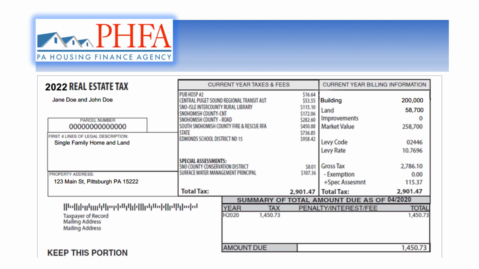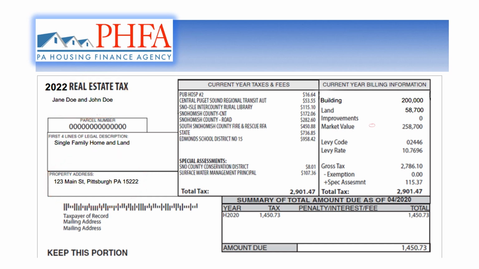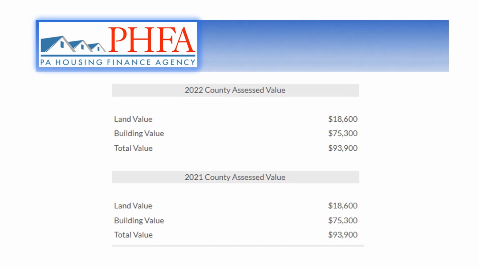Upon receipt of the real estate tax statement, ensure that it is the most recent year's statement. Also verify that the name and address listed on the document matches the name of the applicant or tenant. Finally, look for the line indicating the market value. On this example, the fair market value is listed as $258,700.